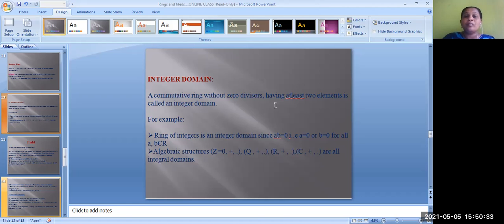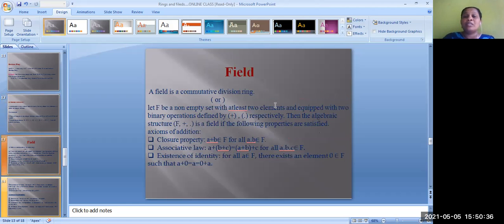Next, fields we are going to discuss. Fields. This is also one of the topics of rings, and rings and fields is our topic. So fields is also similar to rings. Okay. A field is a commutative division ring. See here, what is the field? Field is a commutative division ring. Or we have one more definition.